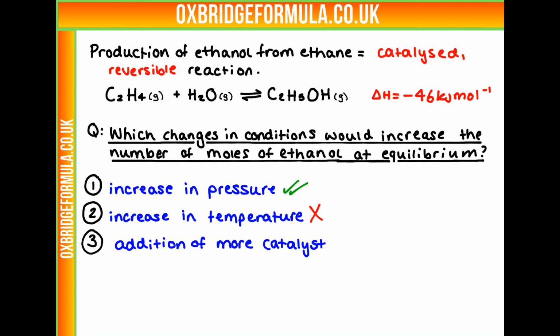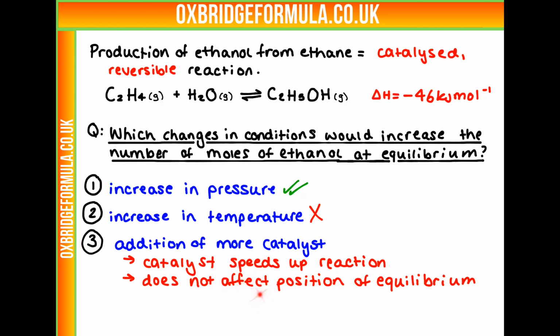So our final change in conditions is to add more of the catalyst. How will that affect our reaction? Well, we know that catalysts are used to speed up reactions, but does this change how much of each thing we're going to produce? Well, no, it doesn't. It doesn't actually affect the position of the equilibrium, just the speed at which equilibrium is reached. So we can cross this one off as well.